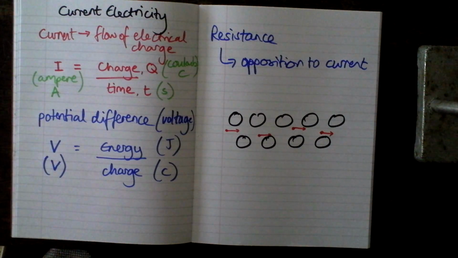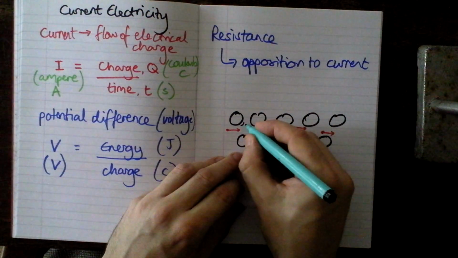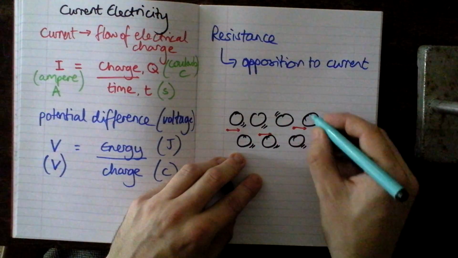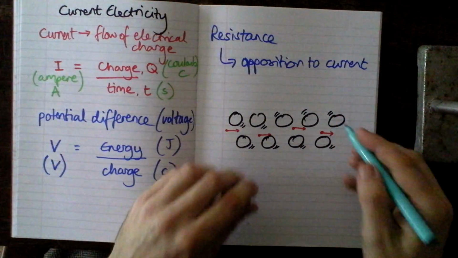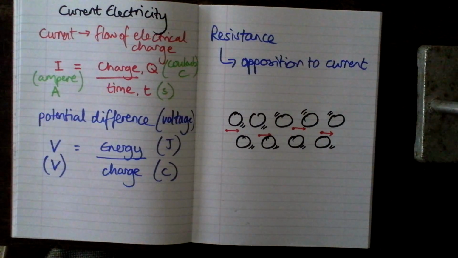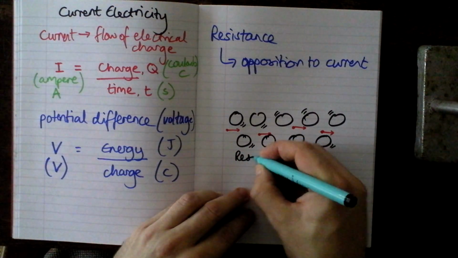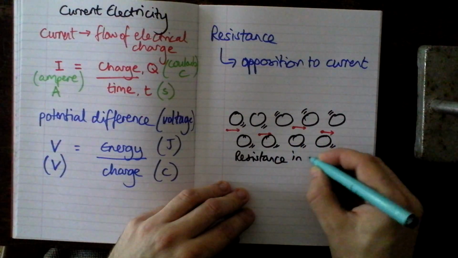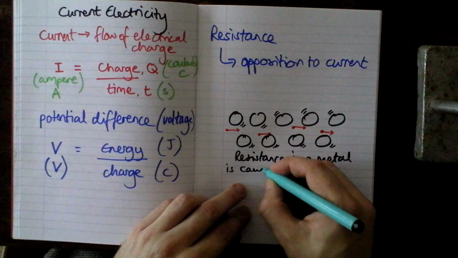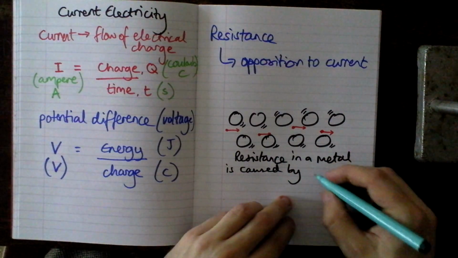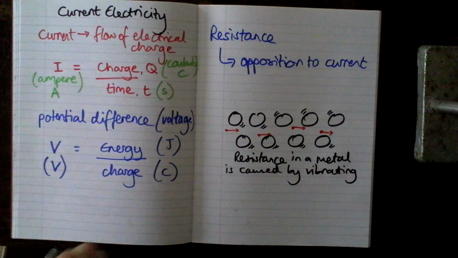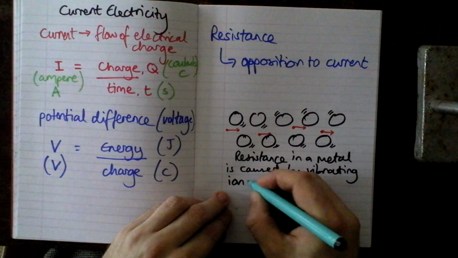But unfortunately, as you know, these metal ions that are left behind, because they've lost some electrons, they don't stay still, they move around. And if one of these metal ions bumps into one of the electrons, it will knock it off course. It will lose some kinetic energy. And that's what resistance is. So resistance in a metal is caused by these vibrations. And we'll call them lattice ions. They're the ions in the metal that are moving around, colliding with the electrons.